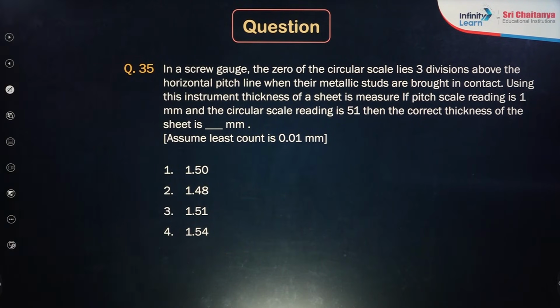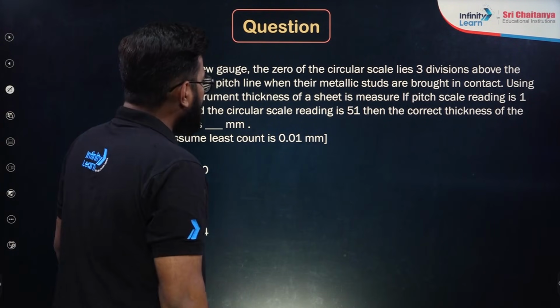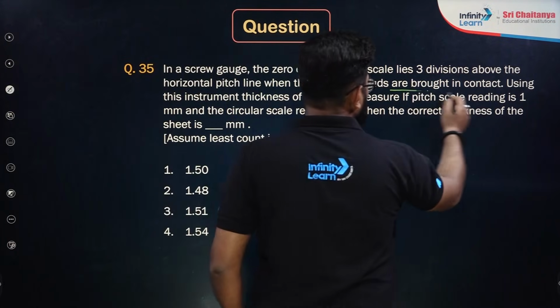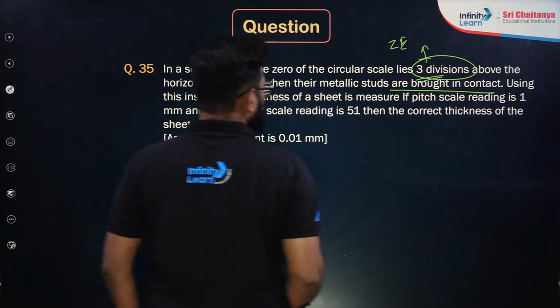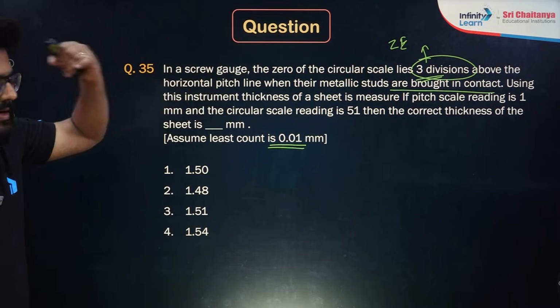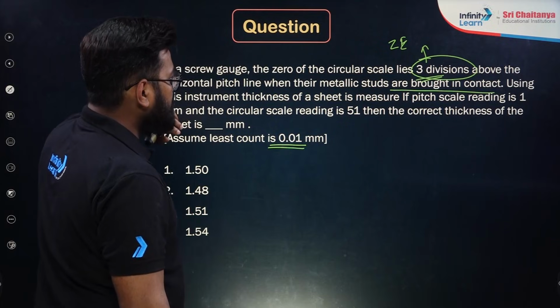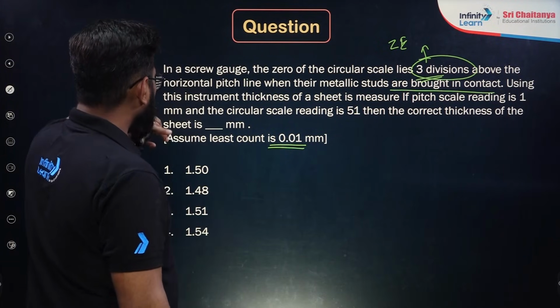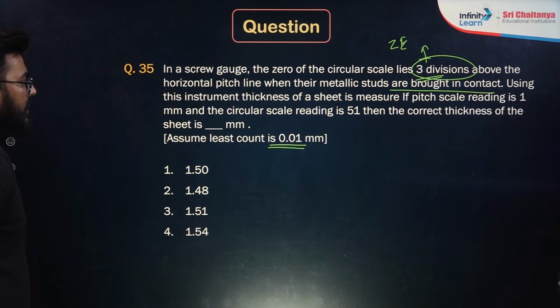In a screw gauge, the zero of the circular scale lies 3 divisions above the horizontal pitch line when the metallic studs are brought in contact. That means they are talking about a zero error over here, right? So 3 divisions, and the least count is given as 0.01. So there is a zero error over here, okay? Using the instrument, the thickness of a sheet is measured. If the pitch scale reading is 1 mm and the circular scale reading is 51, then the correct thickness of the sheet is?